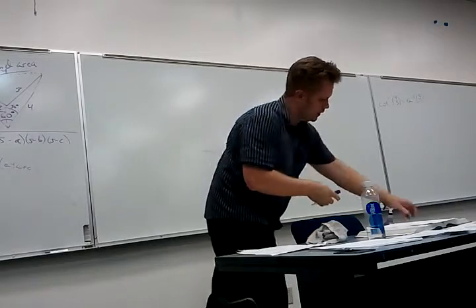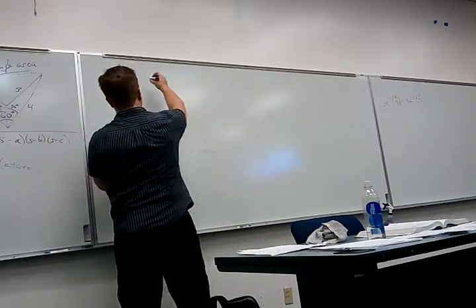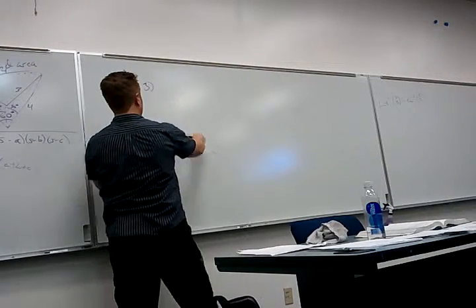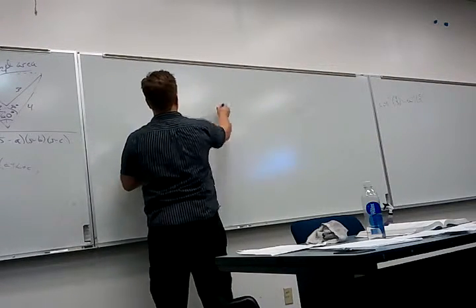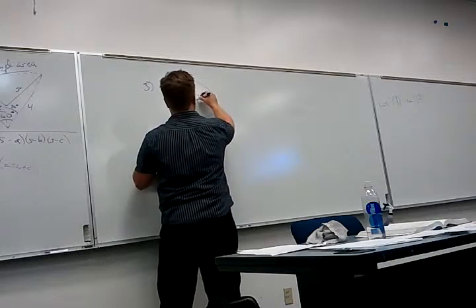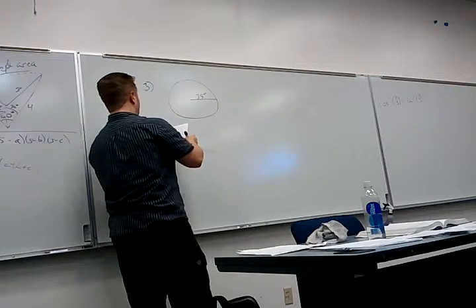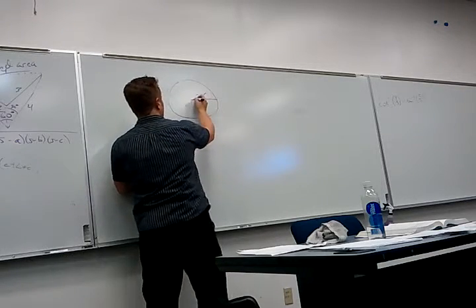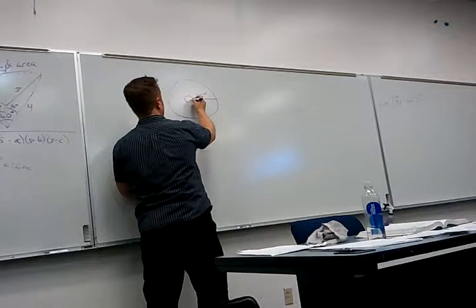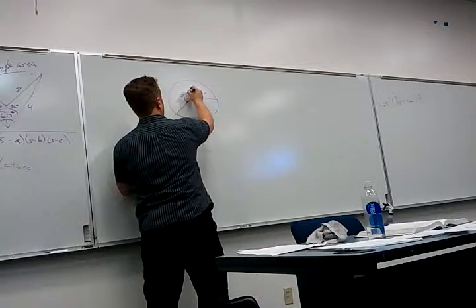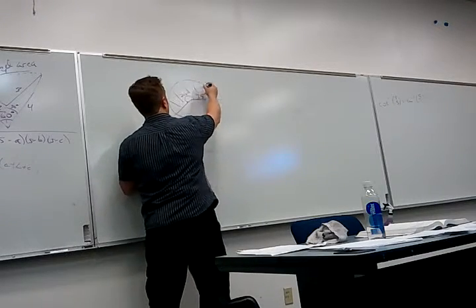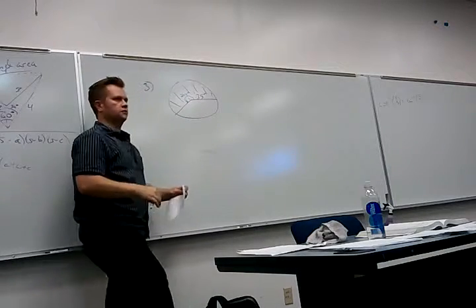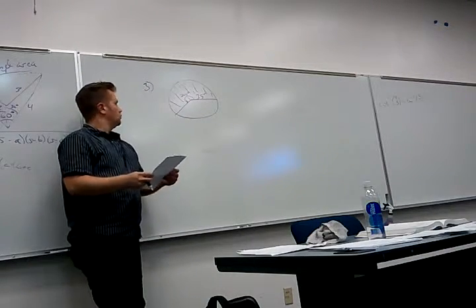Alright. Number 3. Crop circle in the middle of this cornfield. So it's a true circle, radius of 35 feet. And he wants to know the area of the sector with a central angle of 210. So if I go out to 210, I want to know the area of that sector.